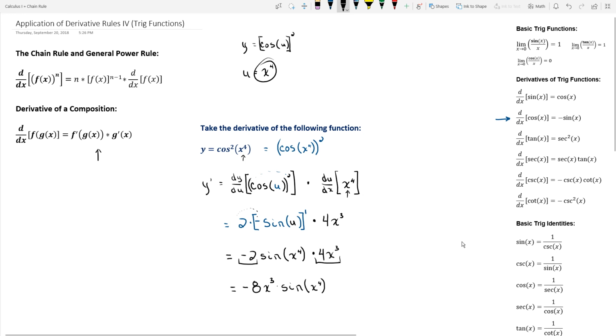And now we have our equation of a tangent line for the function, for the curve of the function at any point x.